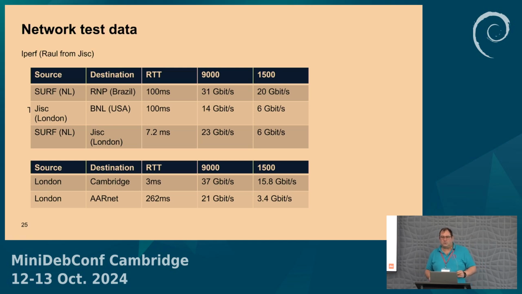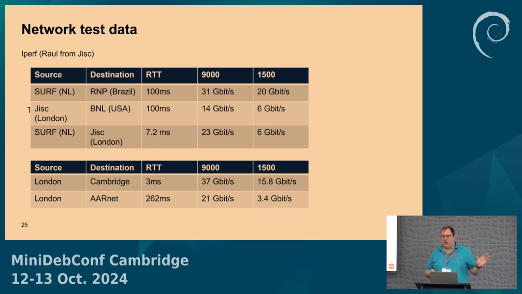So what we found is that for tests between SURF in the Netherlands and Brazil, one of my colleagues was involved in doing some network tests. With jumbo frames, you got 31 gigabits. With the standard 1500 MTU, you got 20 gigabits. And similarly between London and New York, and between the Netherlands and New York. Now, this is just an artificial iPerf test. Results for your favourite data transfer mechanism may differ, but there's clearly a certain amount of potential there.